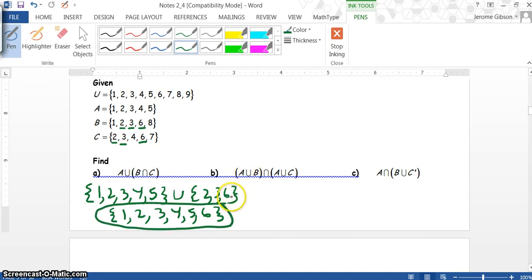Now we come here to B. Now B, we have A union B, in parentheses, intersect A union C. So now this is what we would need to do.